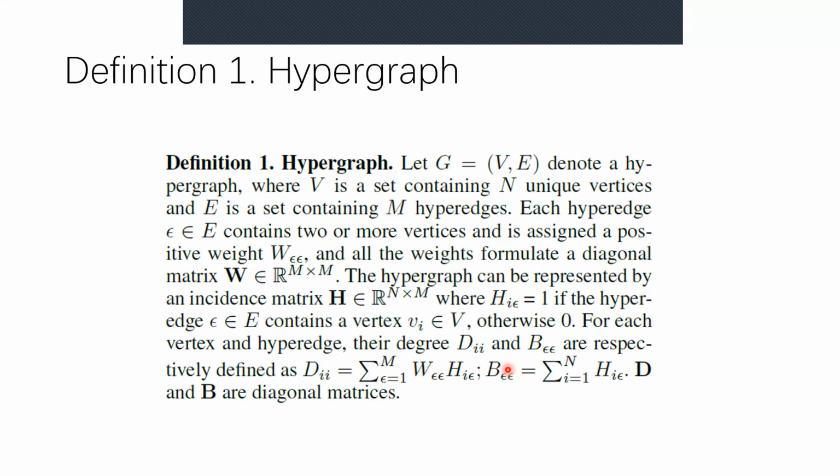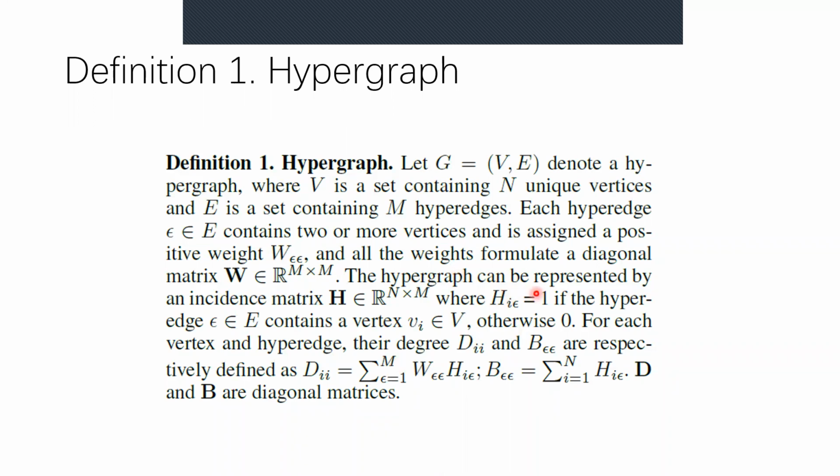So I'm going to provide two definitions that are important to this paper. First is the hypergraph. G equals (V, E) denotes a hypergraph. V is the set containing all the vertices. And the difference between a hypergraph and a graph is that an edge E can connect two or more vertices. And each is assigned a positive weight, and all the weights formulate a diagonal matrix W.